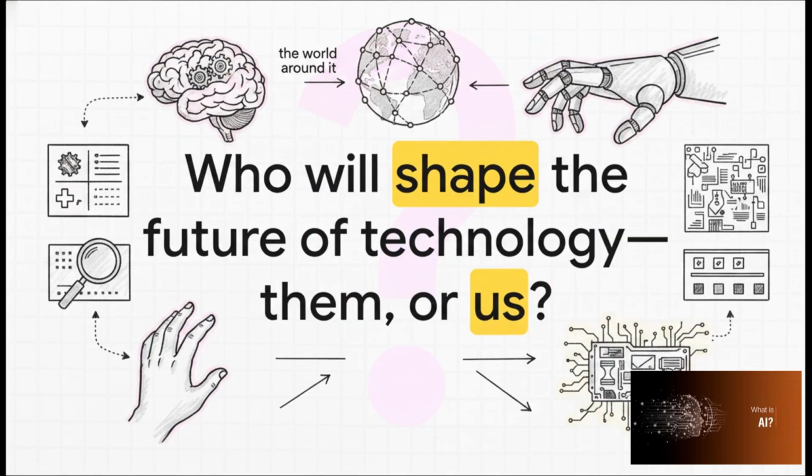Which brings us to a final thought I want to leave you with today. Throughout this explainer, we've seen how AI directly mirrors human learning, collecting data, observing patterns, and drawing conclusions from the world around it. It is, quite literally, learning from us. So the question we really have to ask ourselves is this: as machines continue to learn from our experience, who will ultimately shape the future of technology, them or us?